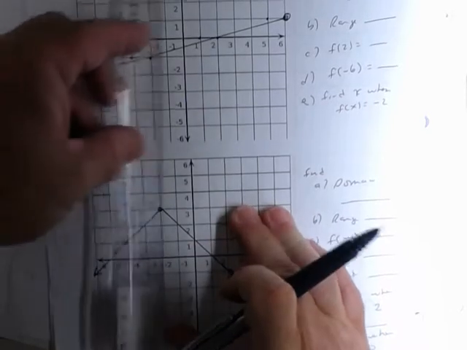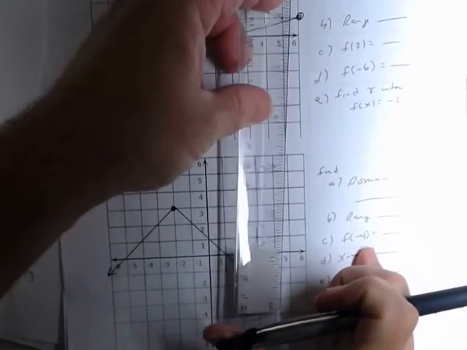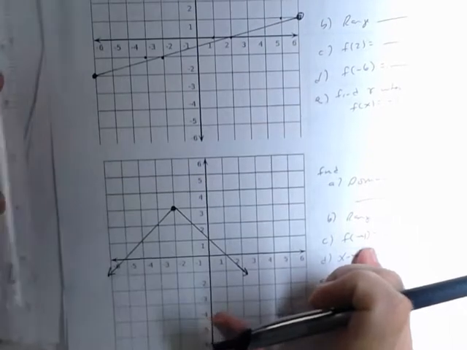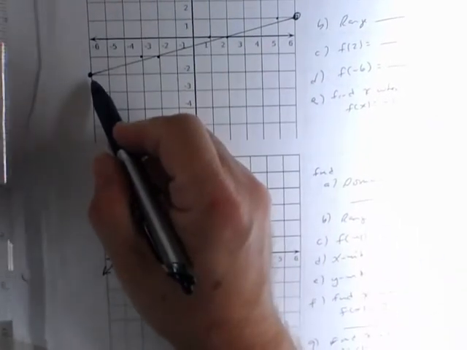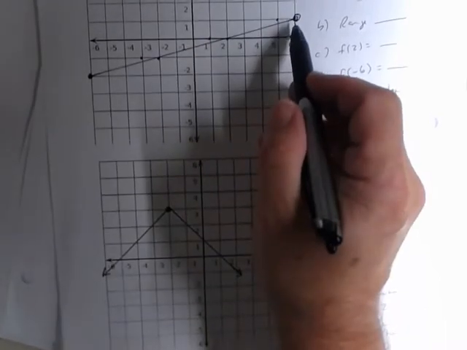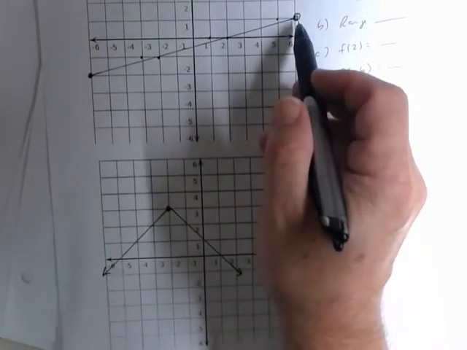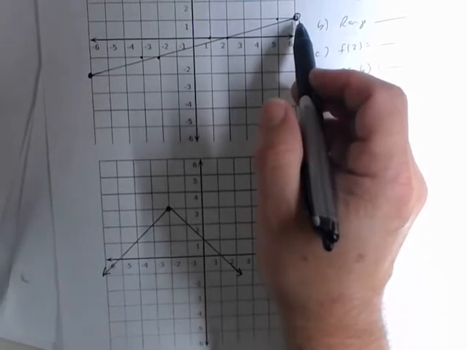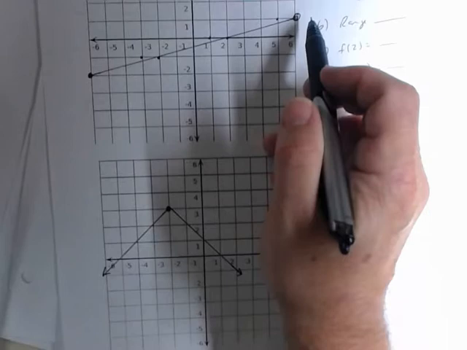-6. Where do I end? At 6. Okay? Now, this is a closed circle. That means that point is part of the graph. This is an open circle. That means that point is not part of the graph. Okay? So that's where the bracket and parentheses come into play.